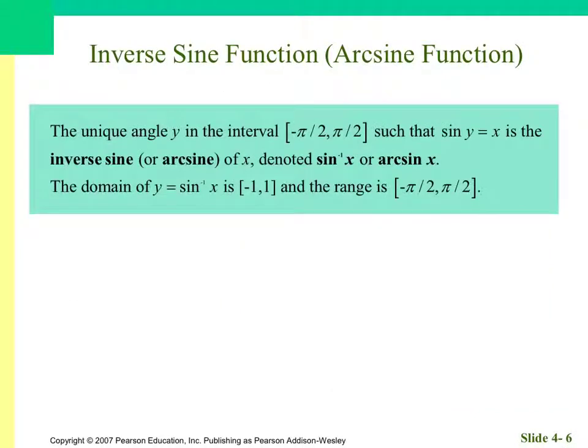So the inverse sine function. The unique angle in the interval negative pi over 2 to pi over 2 is such that the inverse sine, or arcsine, that's another way to say it, they're denoted one of those two ways. So the domain is negative 1 to 1, and the range is negative pi over 2 to pi over 2.